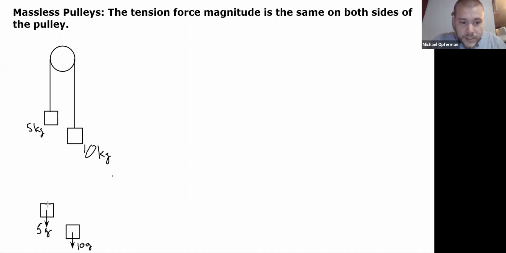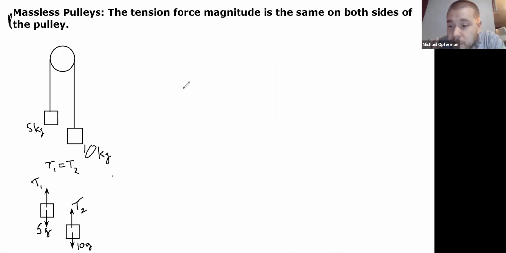Now I also have tension forces. I know that the tension forces here are going to point up because the rope is pointing up. So I'm going to have a tension force up on this block and a tension force up on this block. Now in general, we would have to say the tension force on this one is T1 and the tension force on this one is T2. But since we have a massless pulley in this problem, we can assume that T1 equals T2. So you don't really need the subscripts. You can just call this T. The tension in the rope is T on both sides of the pulley.